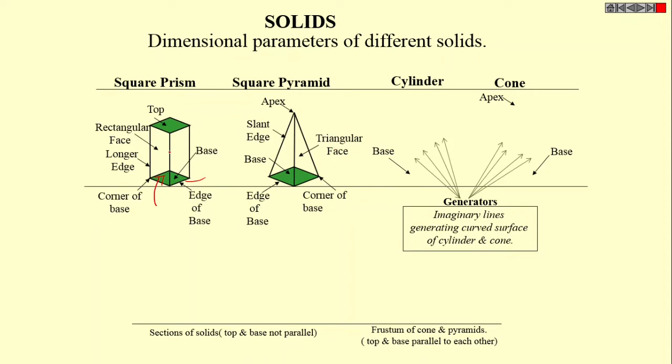Then instead of a longer edge which is perpendicular to the base, in the case of a square prism, there are slant edges in the case of a square pyramid. And instead of the top face, in a square pyramid, there is an apex.